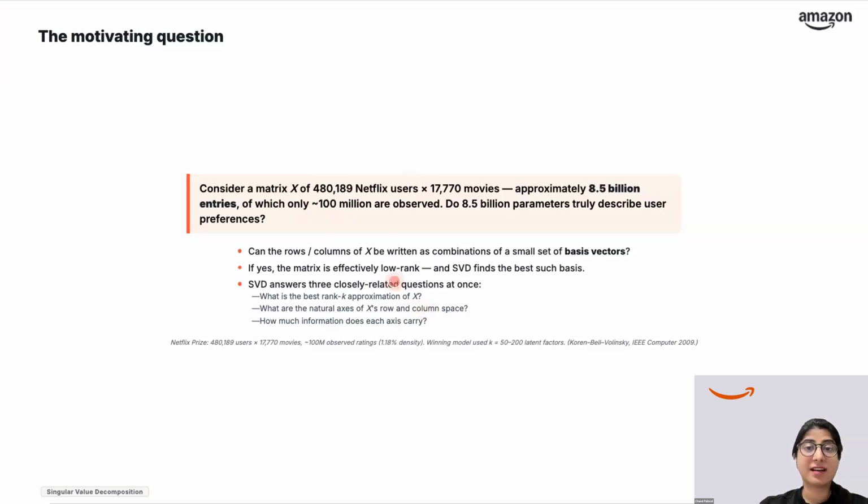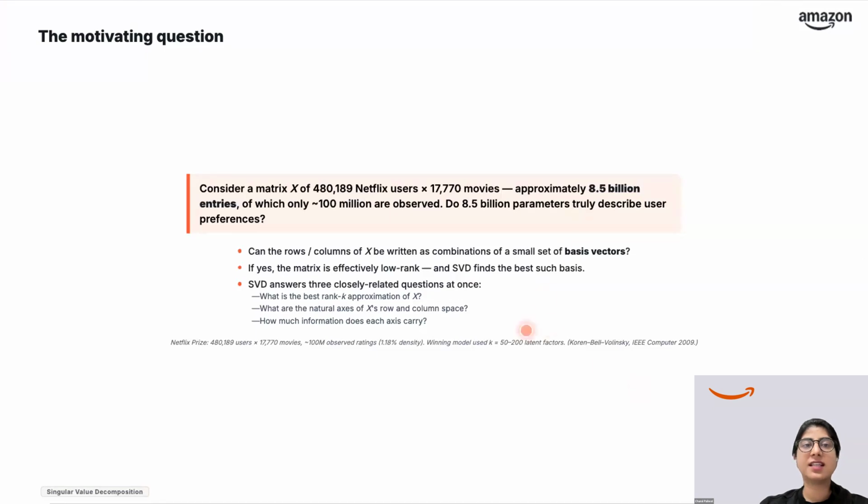The question is, can the rows and columns of this matrix be written as a combination of a small set of bases or vectors that contain the majority of the information? SVD can help find such bases. The idea is that most of the information in a real, very high dimensional matrix lives in a small number of singular values, right?